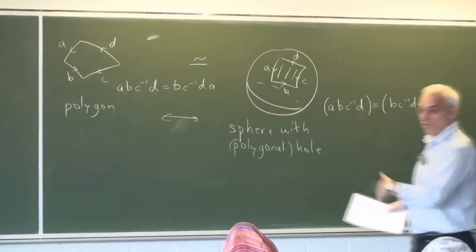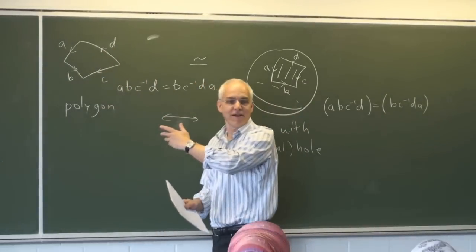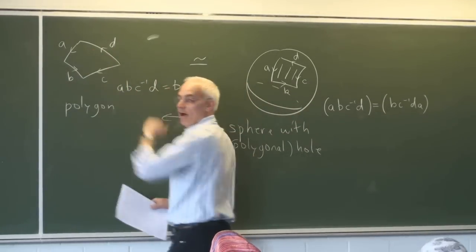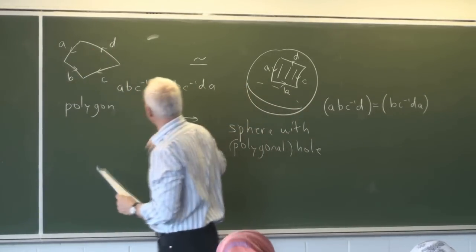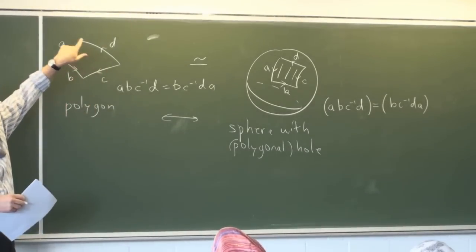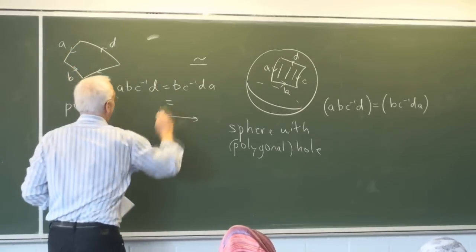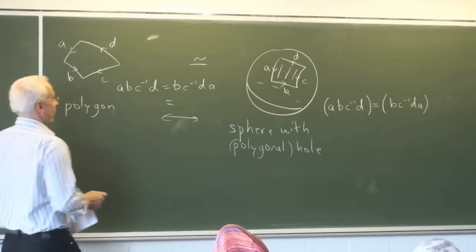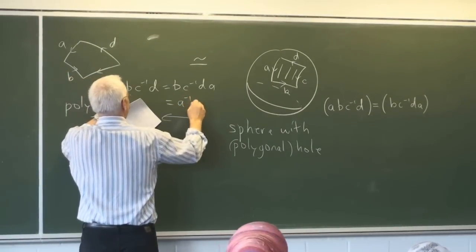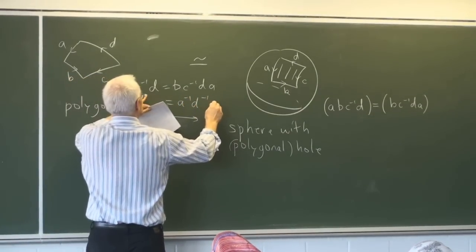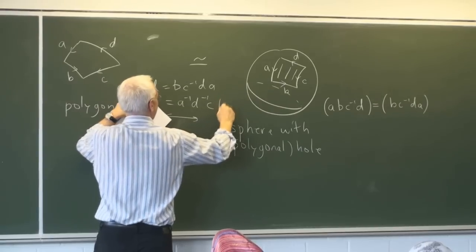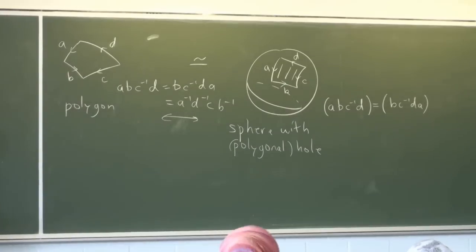Now something that we were allowed to do over here is flip the polygon around. We could lift it off the paper and put it down backwards, and that would have the effect of reversing all the letters, replacing the order and the inverse. So we could also write this one over here as A inverse, D inverse, C, B inverse, going in the opposite direction with inverses where there were ordinary ones before.